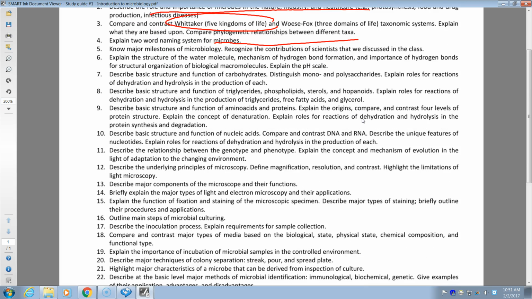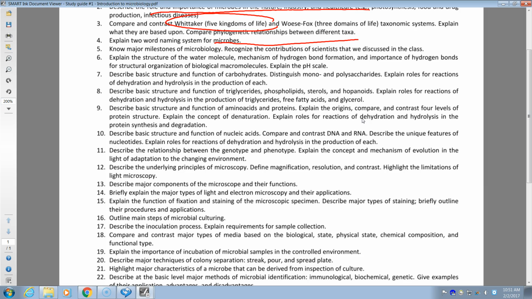Structure of the water molecule, self-explanatory. It's a polar molecule that forms hydrogen bonds between partially positive hydrogens and partially negative oxygens. Implications are that hydrogen bonds are important for the structure of DNA, protein, carbohydrates, lipids, all biological molecules. Two strands of DNA are held together by hydrogen bonds. Good?